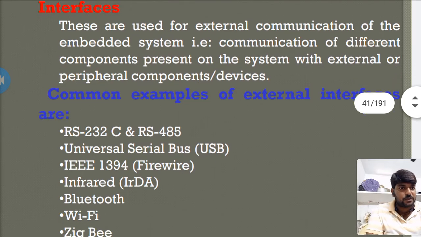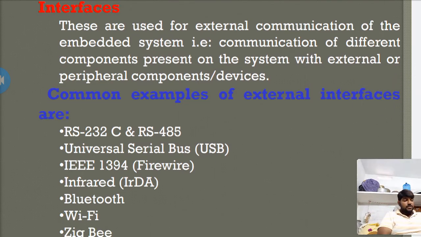So the first one is RS-232 and RS-485. These two are full duplex asynchronous serial communication interfaces. RS-232 is the recommended standard number 232, revision C from the Electronic Industries Association. It is a legacy full duplex wired asynchronous serial communication interface.